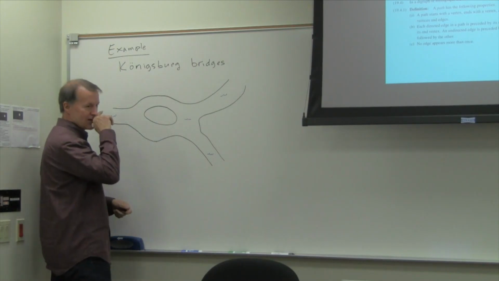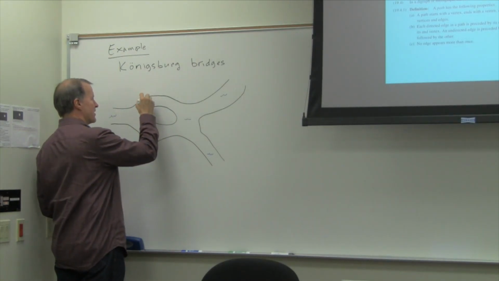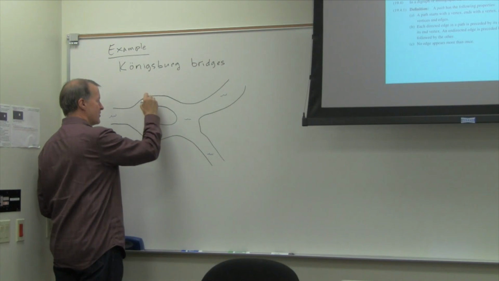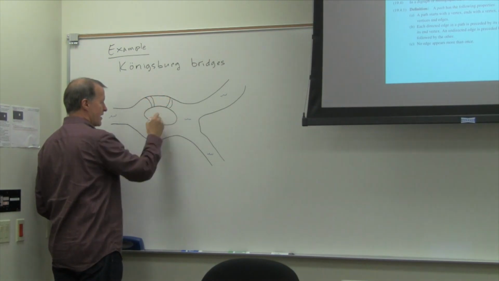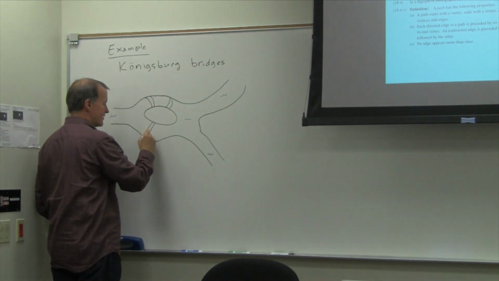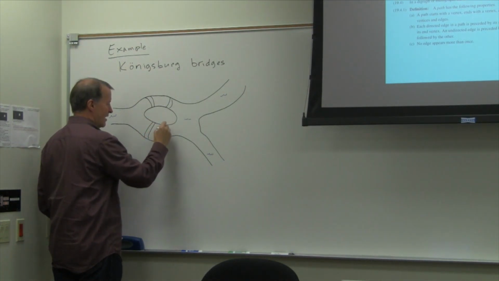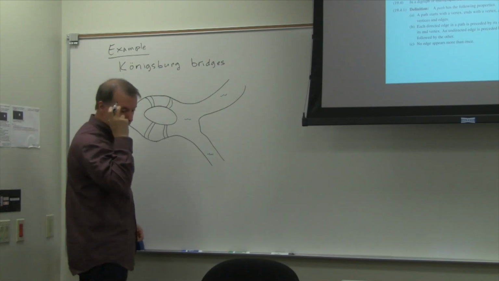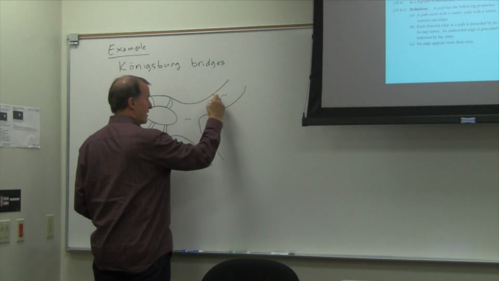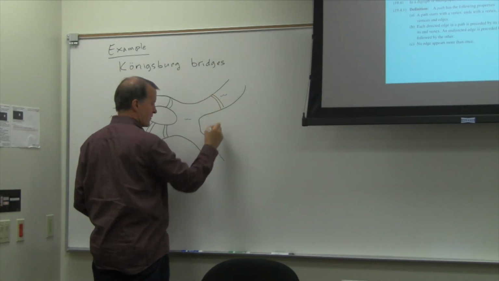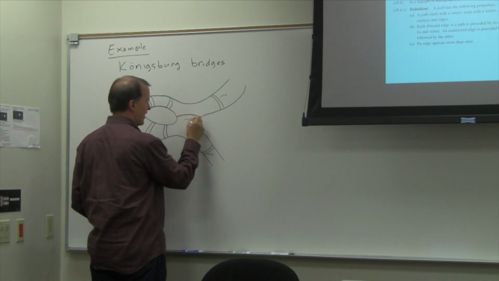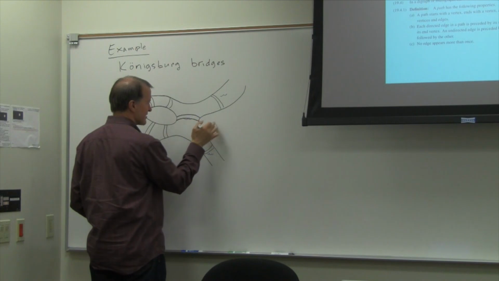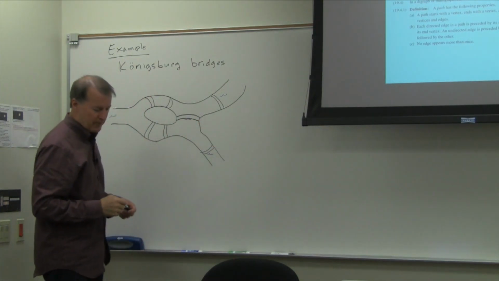Well, what the villagers had done is they had built a bridge here, 2 bridges to the island on this side, 2 bridges to the island on this side, and then a bridge across the river here and a bridge across the river here. Are you with me? And then they also built a bridge from the island to this landmass. So that's the map, right?